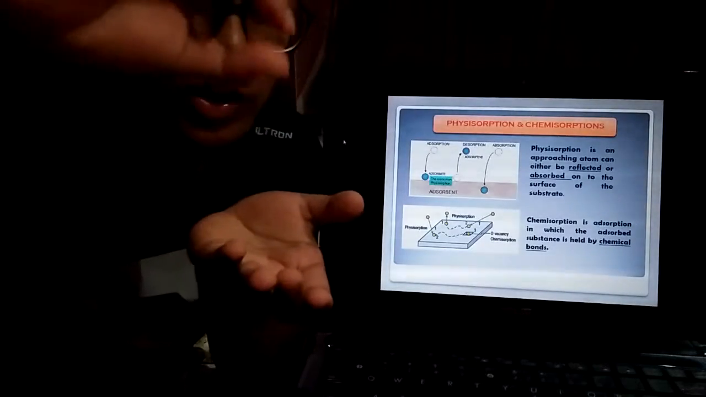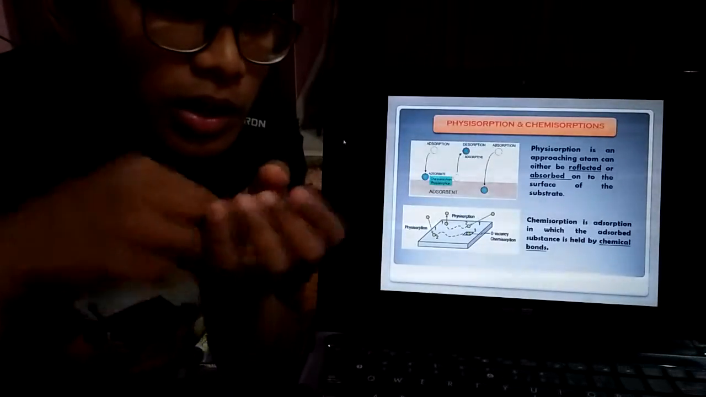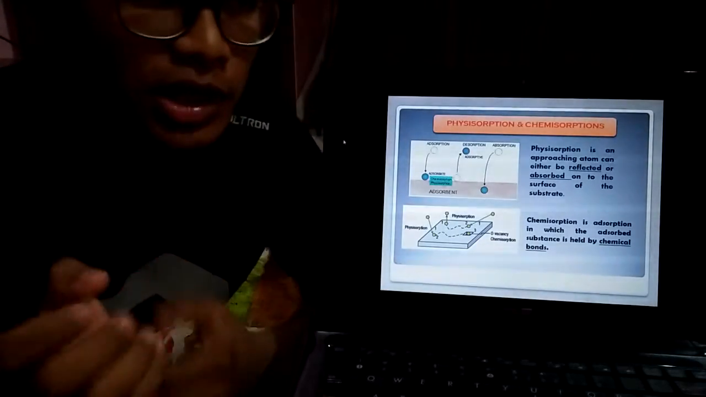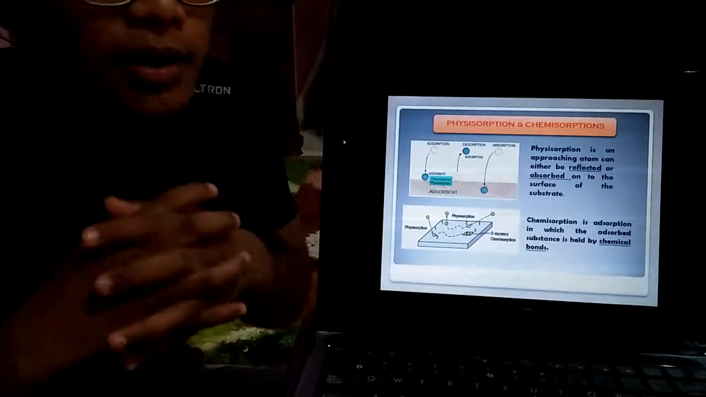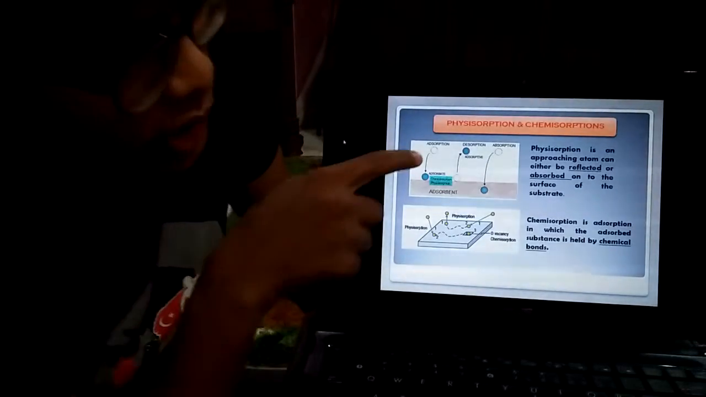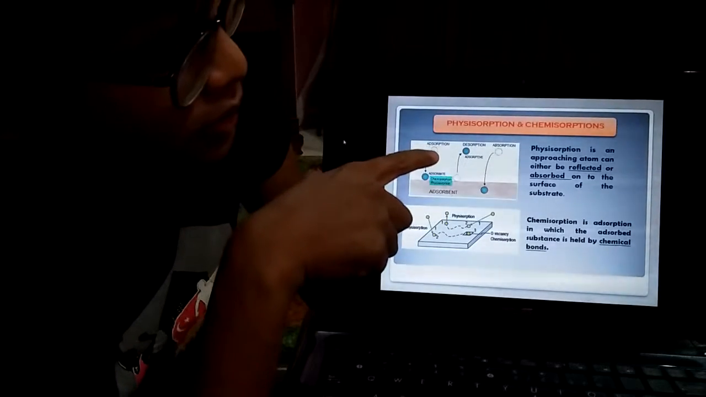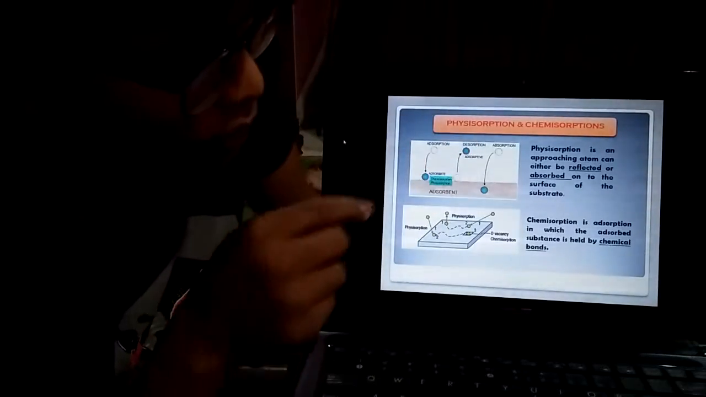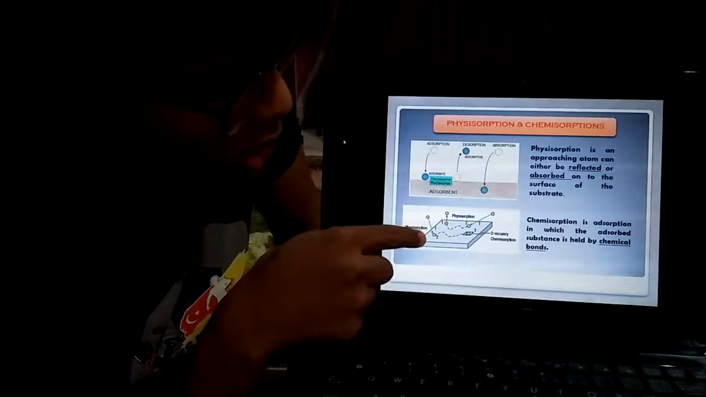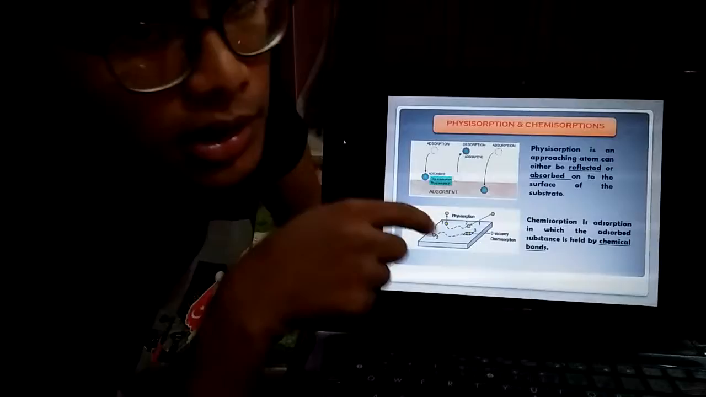You put liquid on the sponge, the liquid will absorb into the sponge. So that is chemisorption. It will be chemically and stronger than physisorption. You can see it in this diagram where the particles can be absorbed or dissolved. For physisorption and chemisorption, the particles have already gotten inside the substrate.